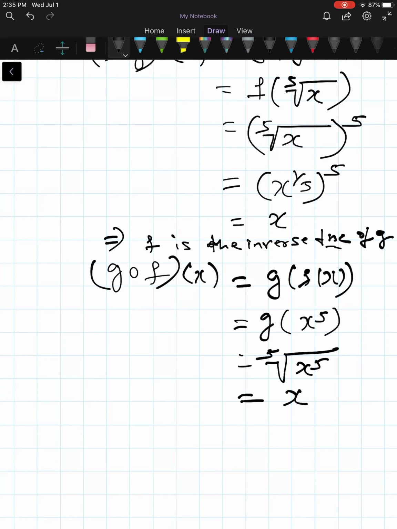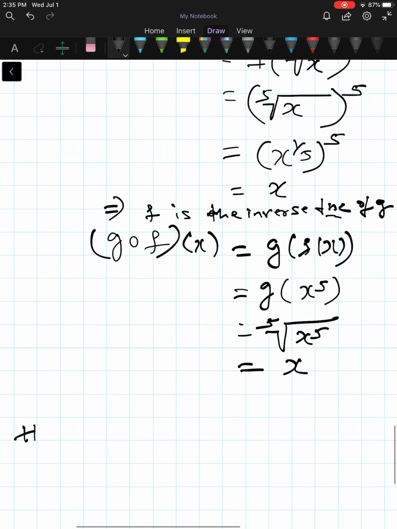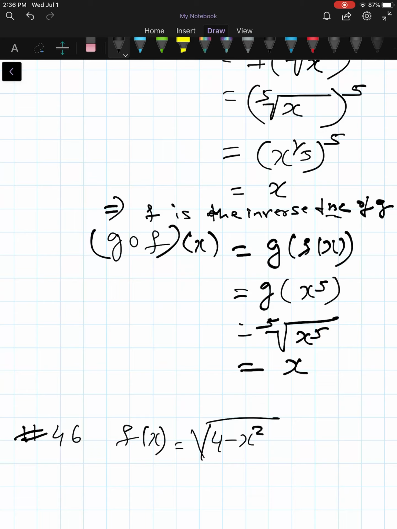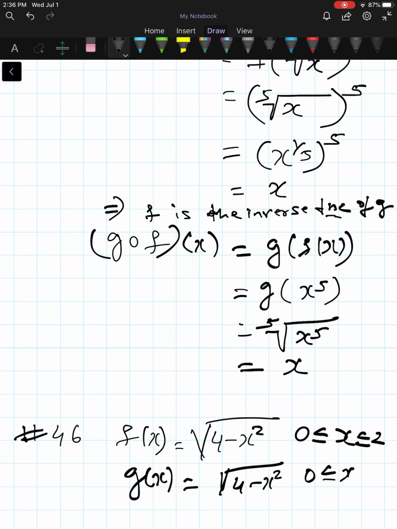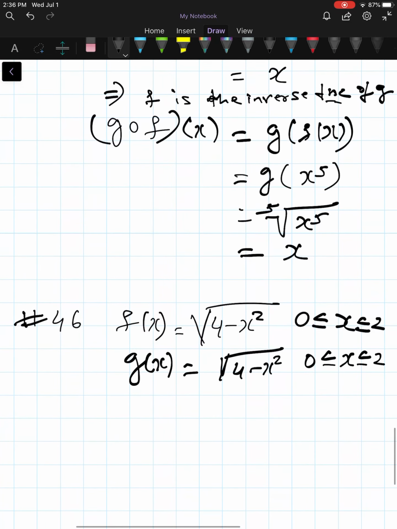So I'll do another problem where domain is being mentioned. This is problem number 46. F of x is equal to 4 minus x square, 0 less than or equal to x less than or equal to 2, and g of x is equal to 4 minus x square, 0 less than or equal to x less than or equal to 2. So both the functions are same.